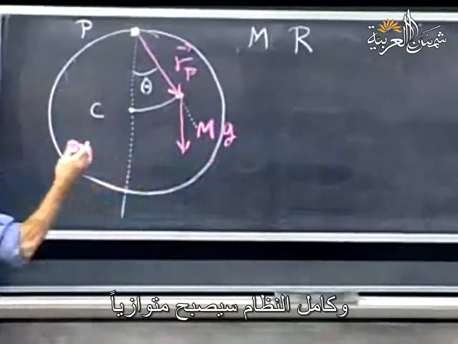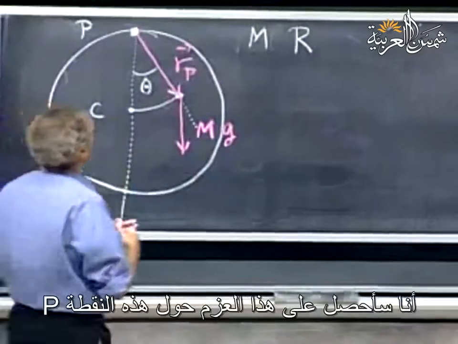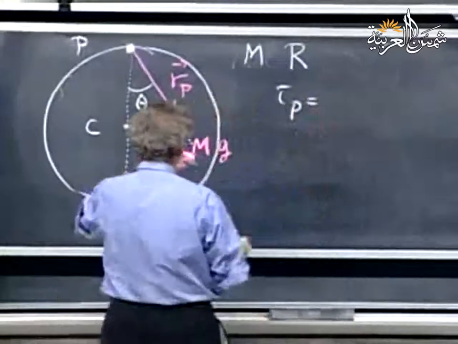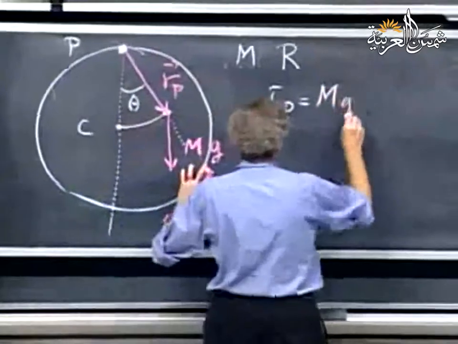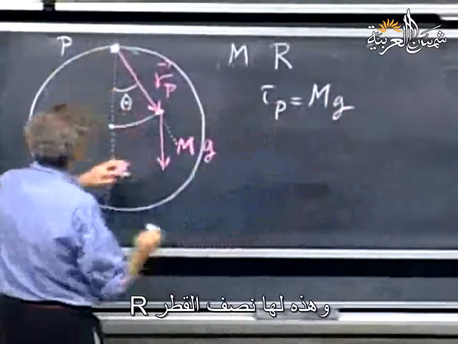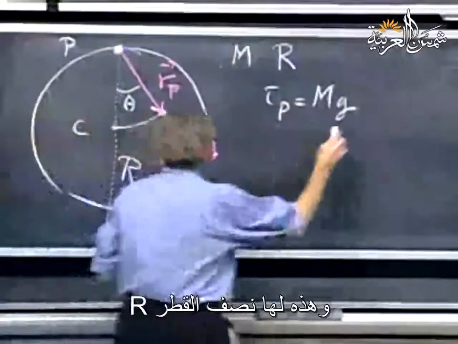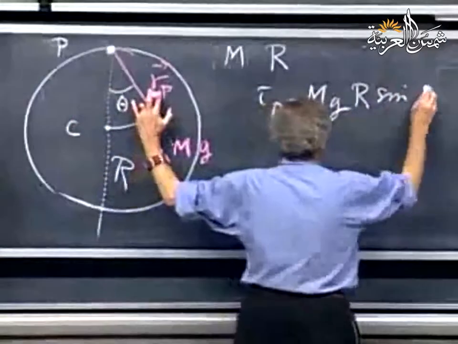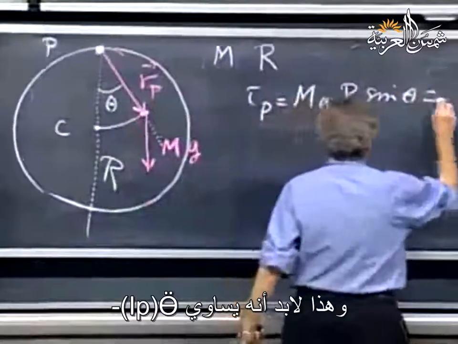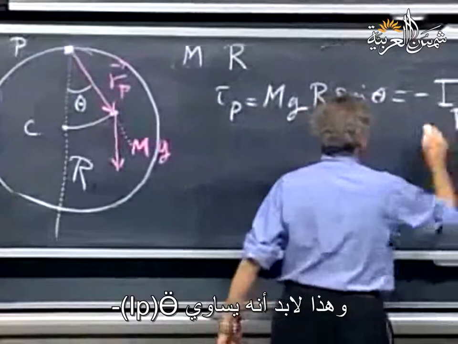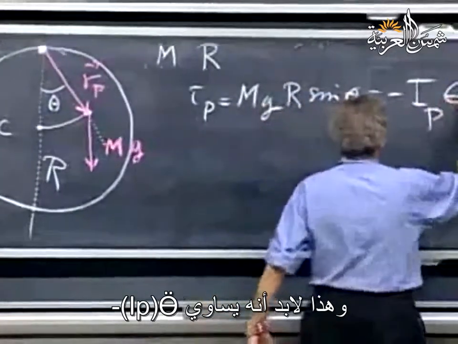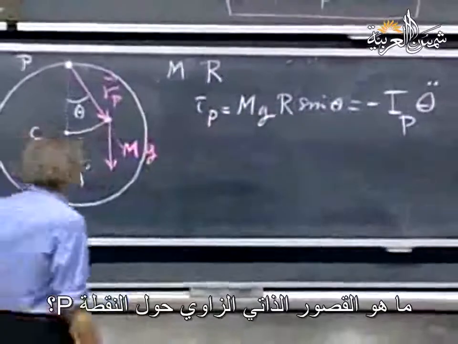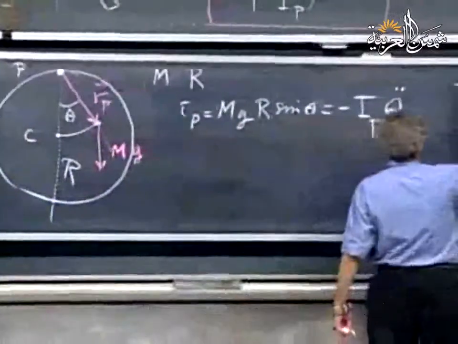And the whole thing goes parallel. I'm going to get that the torque about that point P equals mg, and I will fill in for this immediately the radius r times the sine of theta. And that must be equal minus the moment of inertia about point P times theta double dot. What is the moment of inertia about point P?